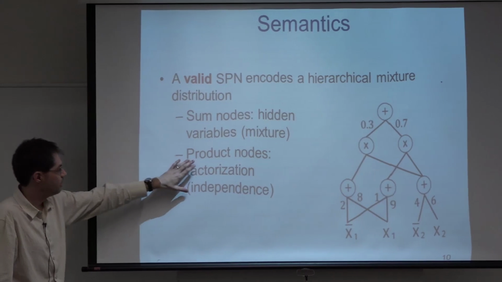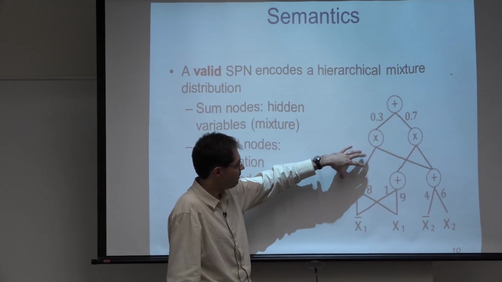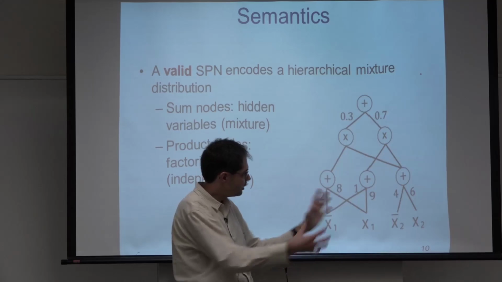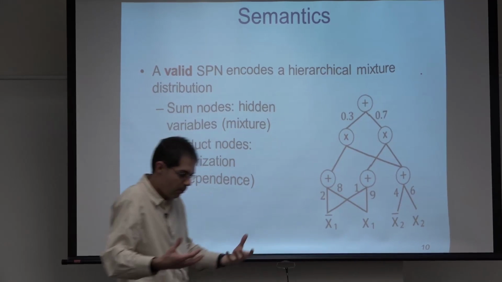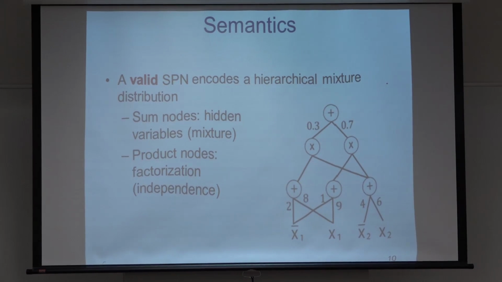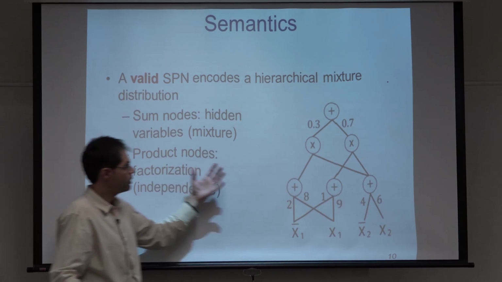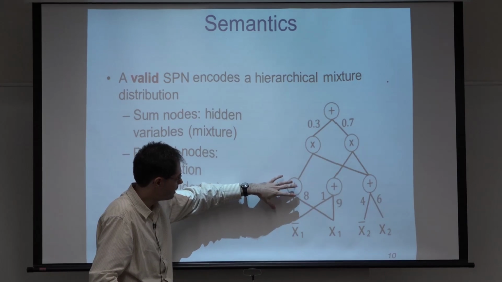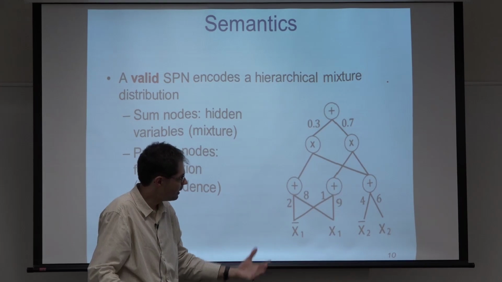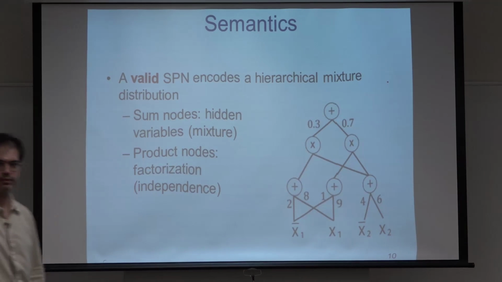And then the product nodes, intuitively what they're doing is saying, if I have a distribution here, this child, and another distribution here, this child, and I take the product of those two distributions, well, we often do this whenever we have a joint distribution that happens to factorize, where there's some independence between some variables. So we'll see in a moment that this is exactly what it means, that the product indicates that there's some independence, some factorization between some of the variables.